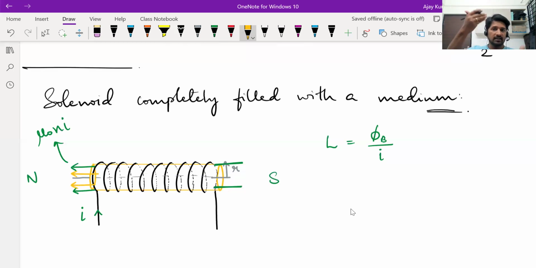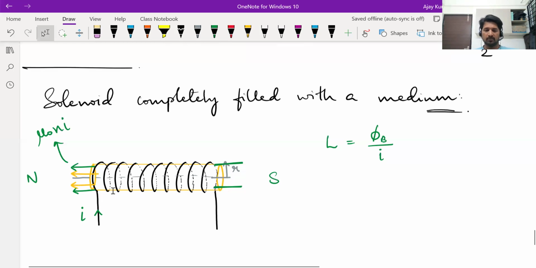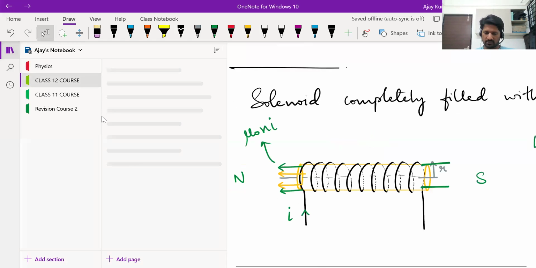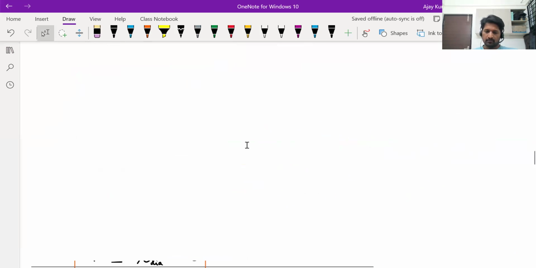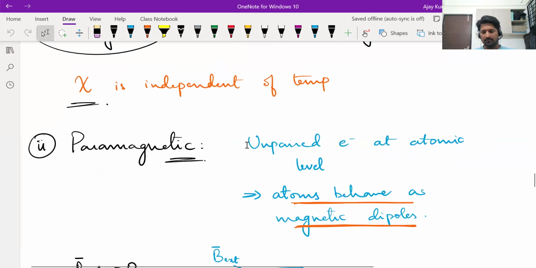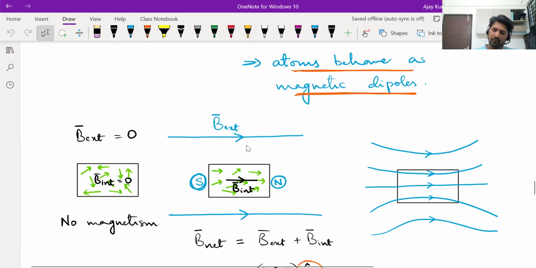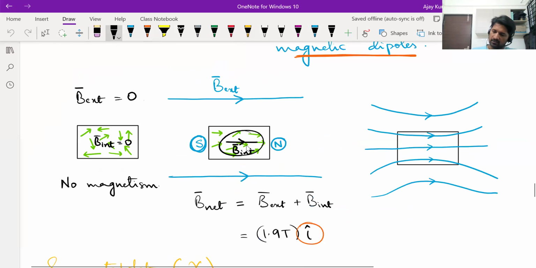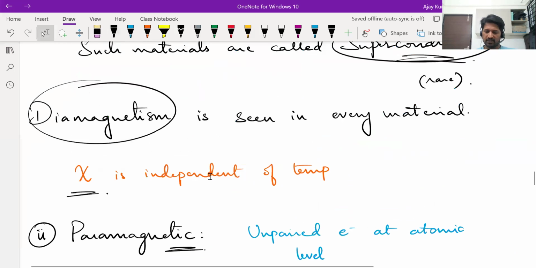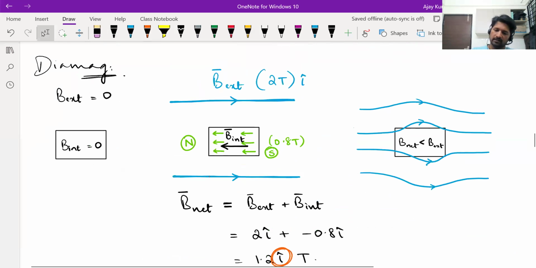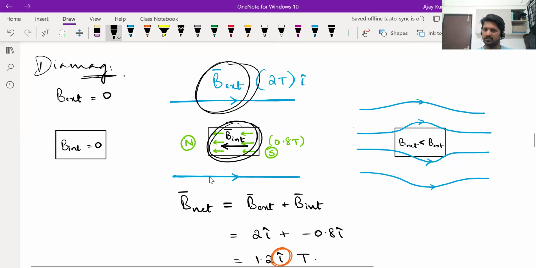That magnetic field can add up to the original field. Now it depends on the material. I'm not saying all materials will produce magnetic field in the same direction as the original one. We had discussed this in the last chapter. Paramagnetic and ferromagnetic, they produce an internal magnetic field in the same direction as the external magnetic field. So they'll make the field stronger. But diamagnetic, we know internal field will be opposite to external field. They'll make the field weaker.